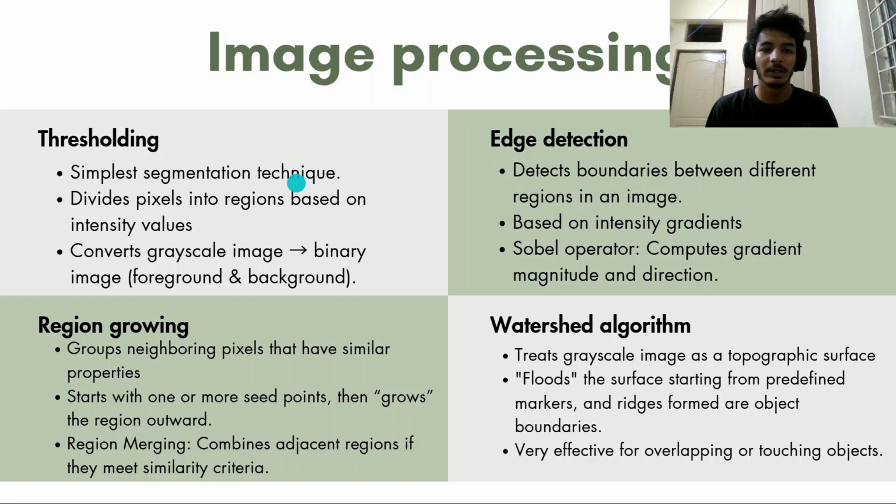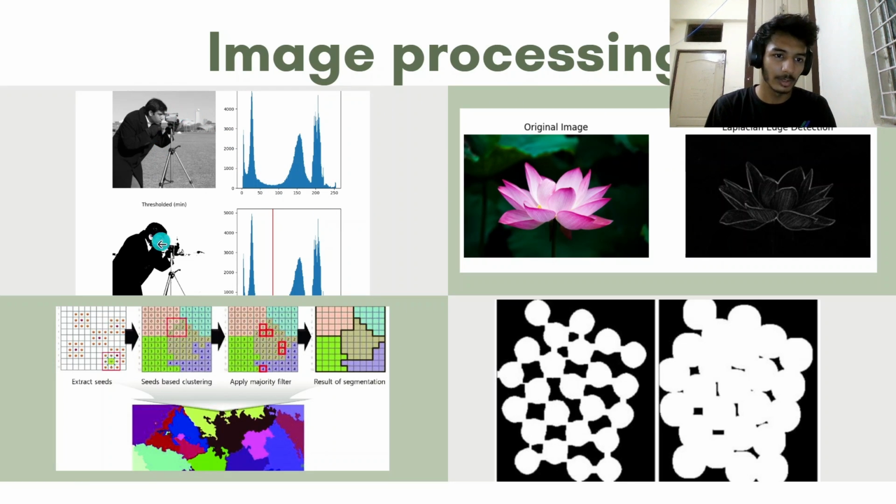Thresholding is one of the simplest techniques. It divides pixels into regions based on intensity values, converting grayscale images into binary images, like foreground and background. Global thresholding uses one threshold value for the entire image, which you'll see in this example. In this image, there's a certain background, buildings, grass, camera, and the guy. But after thresholding, you can see only the guy, the foreground, is visible.